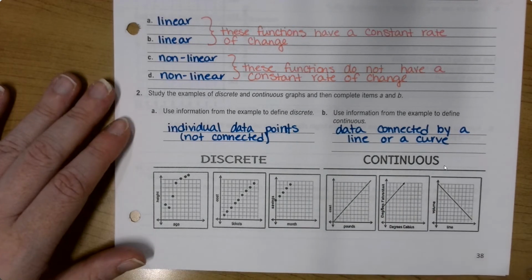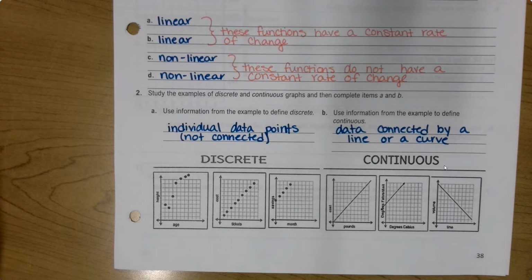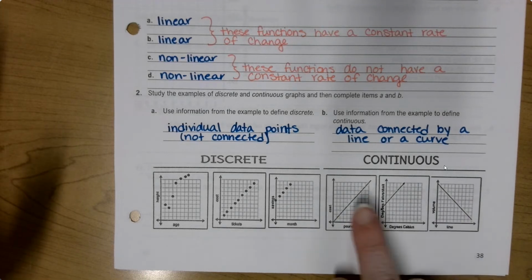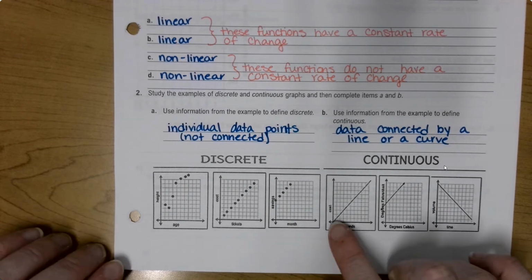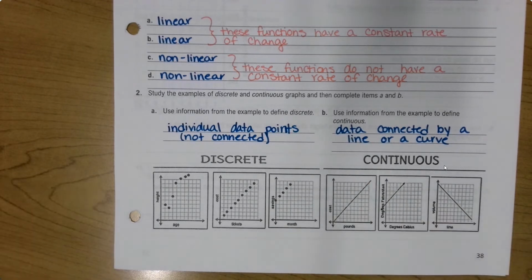It's connected by a line or a curve. It doesn't have to go on forever. In fact, neither of these have arrows on them, so they stop. They have endpoints. But from the starting point to the end point, it is continuous. There's no breaks.